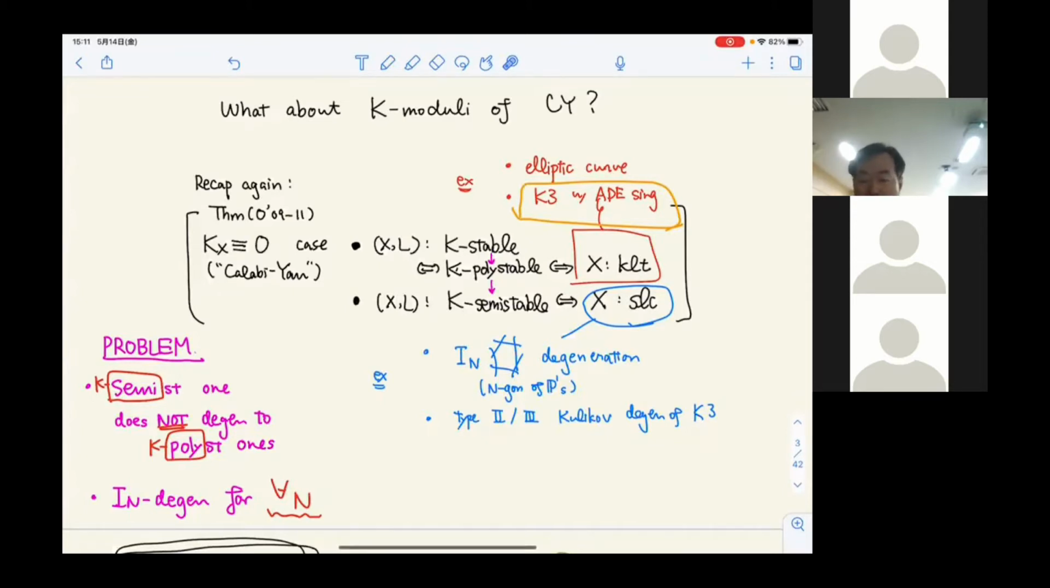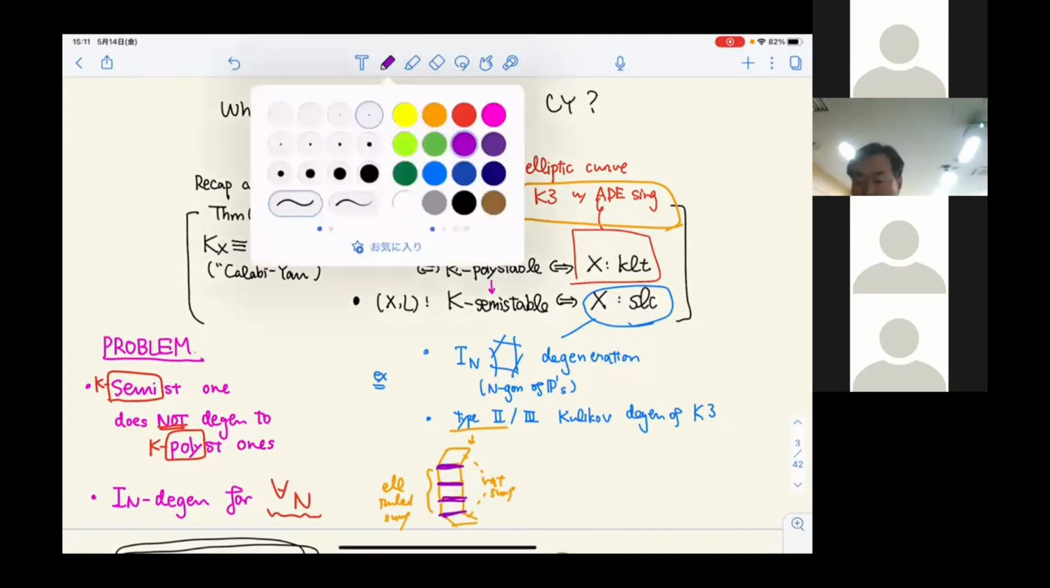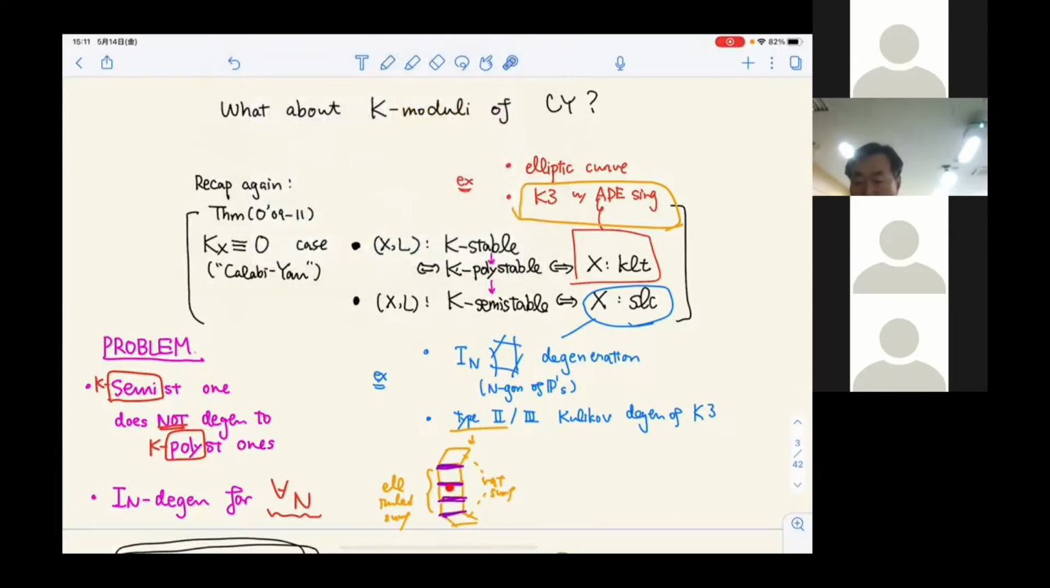So type 2 degeneration, let me mention this is type 2 degeneration, looks like this. And here we have a rational surface. And here we have an elliptic ruled surface. And so these double curves are normal crossing and also elliptic curves. And this direction is P1. So these are ruled, the generic fibers being P1.